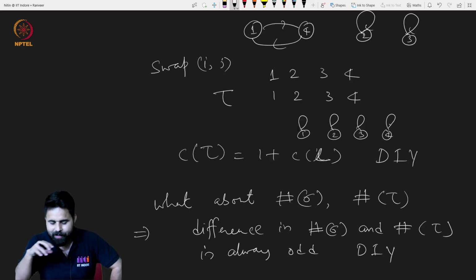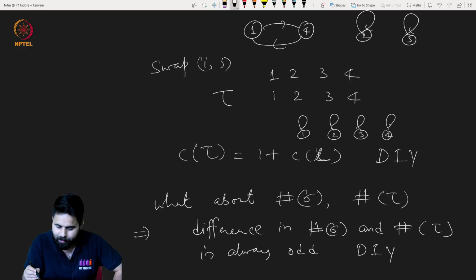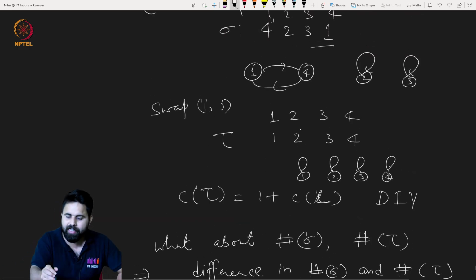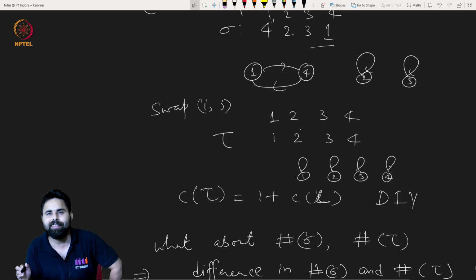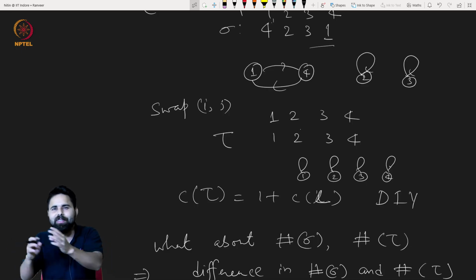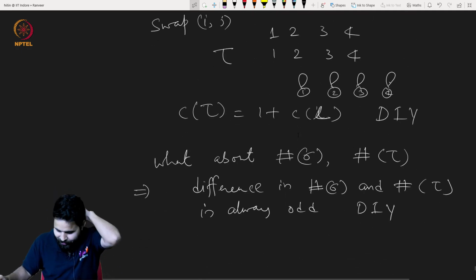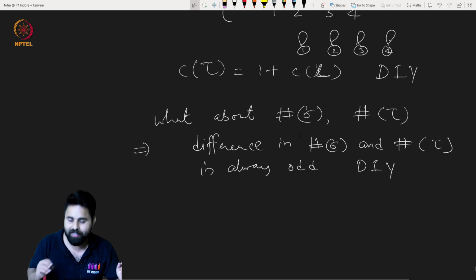I have given you a hint on how to calculate the inversion pairs. The inversions of some number are nothing but how many elements towards the right are lesser than it. Now you are swapping, so what will be the difference of those numbers? It will always come out to be odd. Very good, always odd.